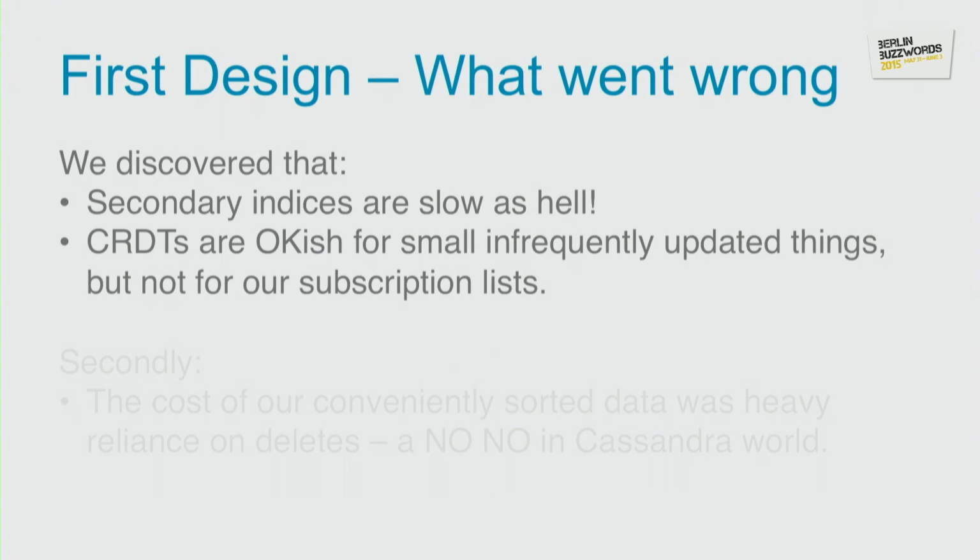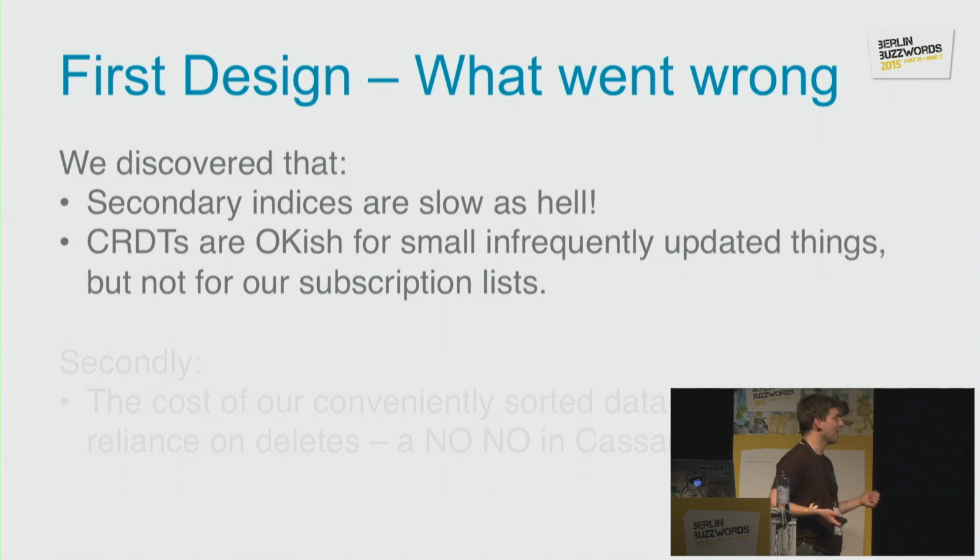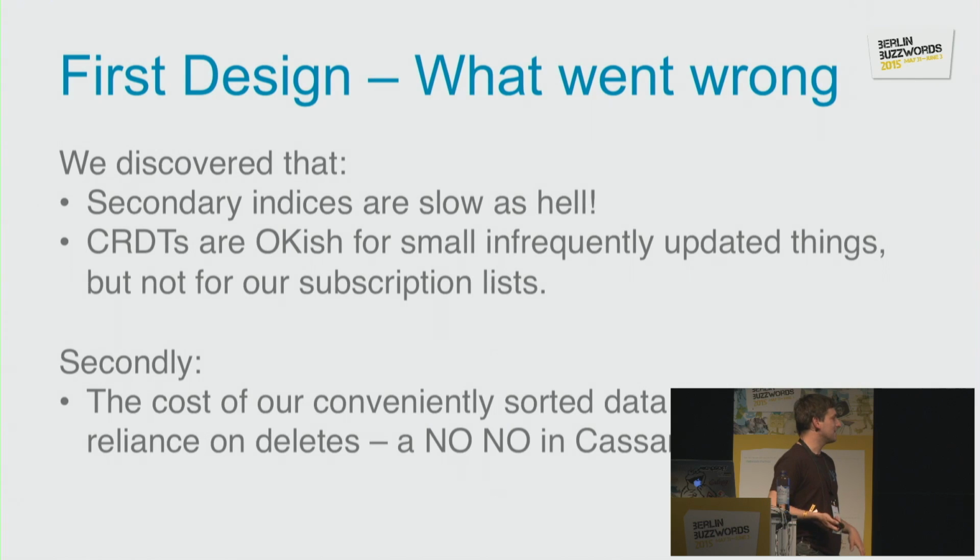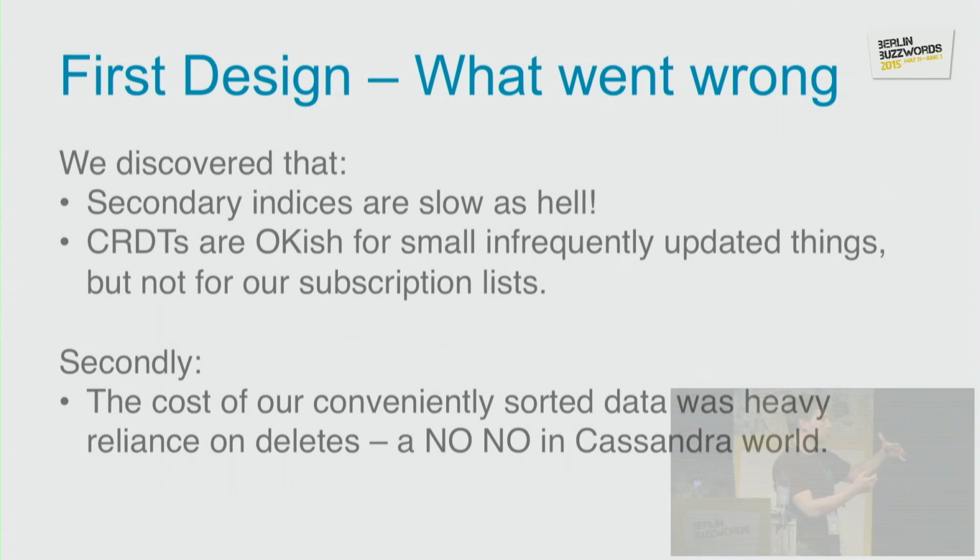So what went wrong? Well, we discovered that the secondary indices are slow as hell, actually. CRDTs are okay for small and infrequently updated data sets, but not something like our subscription lists, which we try to keep very consistent. And secondly, the cost of our conveniently stored data was the heavy reliance on deletes, because the message ID, which was in the primary key, could not be modified. It had to be deleted and reinserted. So that's a no-no in Cassandra world.